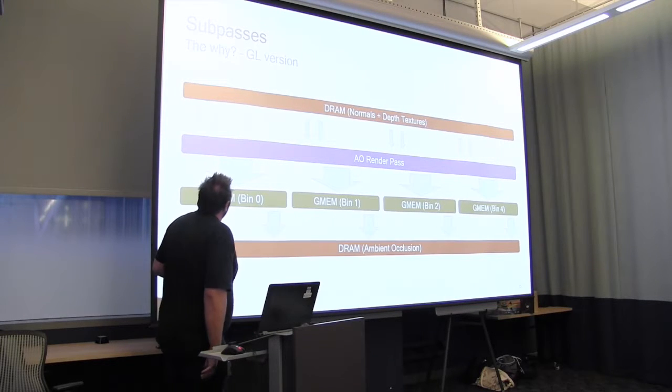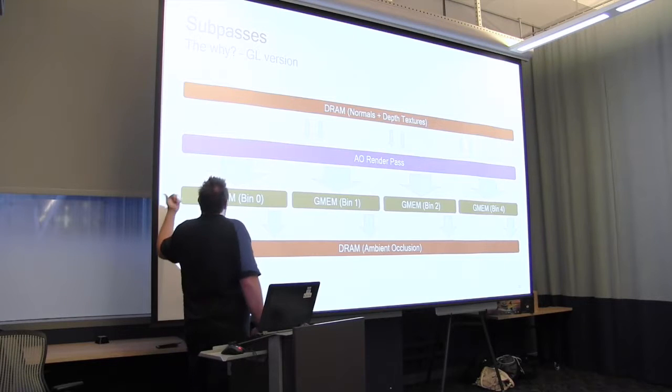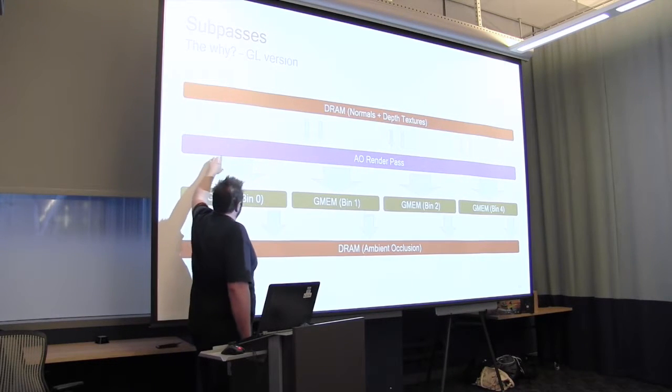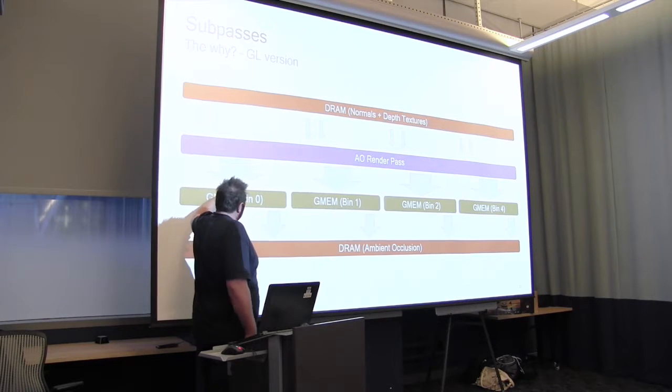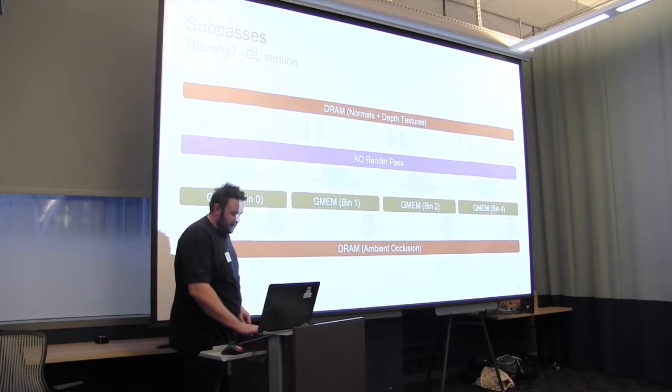Now, when we get to the AO pass, we have to read the normals and depth textures that we just rendered in the last pass as part of the AO pass through the texture engine. And then we're going to render those to the 4 different bins that we saw before, and then we're going to write it out again.